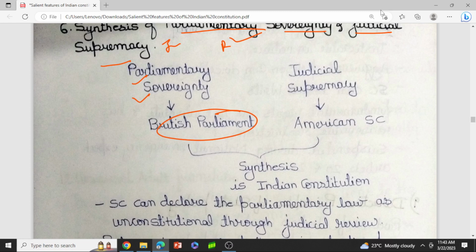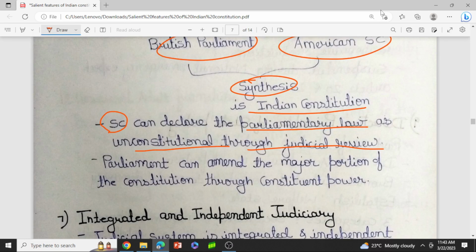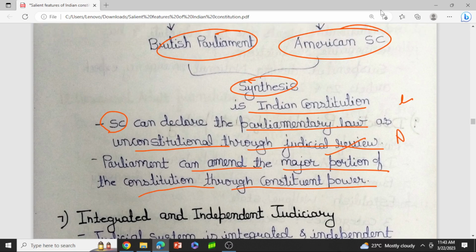What does this mean? The Supreme Court can declare a parliamentary law unconstitutional through judicial review. Whenever the Supreme Court feels that an amendment or law is affecting the basic structure of the constitution, causing damage to it, it can declare it unconstitutional by judicial review. Similarly, Parliament can amend a major portion of the constitution through its constituent power.